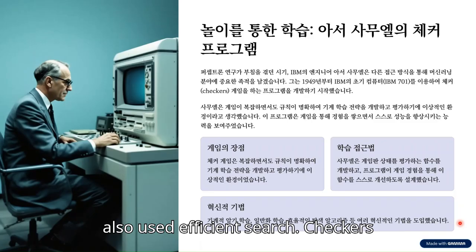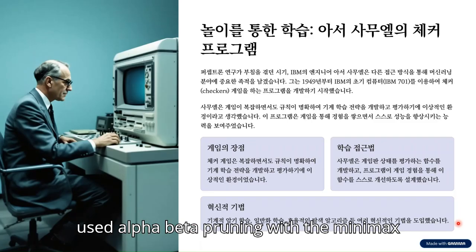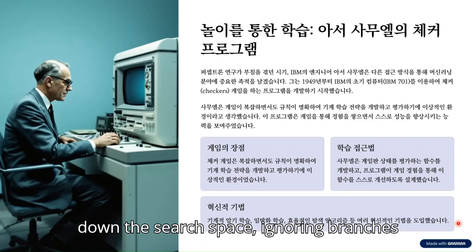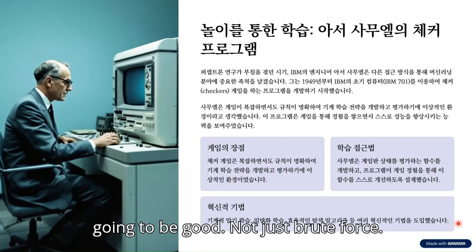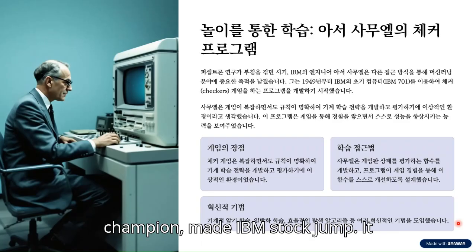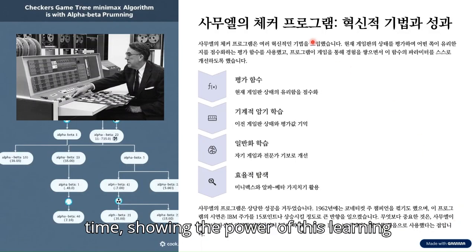And it also used efficient search. Checkers still has loads of moves. Right. Samuel used alpha-beta pruning with the Minimax algorithm. Basically, a smart way to cut down the search space, ignoring branches of future moves that obviously weren't going to be good. Not just brute force. So smart strategies all around. And it worked pretty well. Beat a state champion. Made IBM stock jump. It really did. Yeah. A huge success for the time, showing the power of this learning approach.